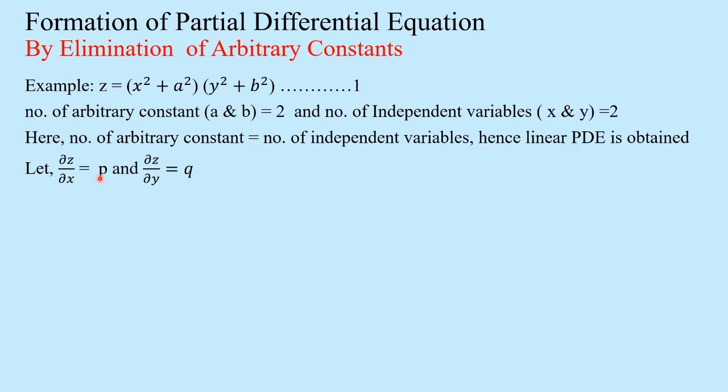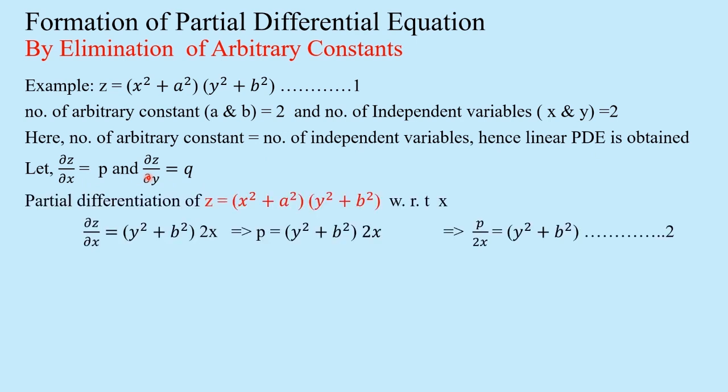P is equal to this, Q is equal to this. On partial differentiation of this with respect to x, we get dou z by dou x. And this is a product of two terms. So here the product rule of differentiation is used, and we get y square by b square is equal to 2x. This is equal to p. So p is equal to this. Bring this 2x down here. So p by 2x is equal to this.